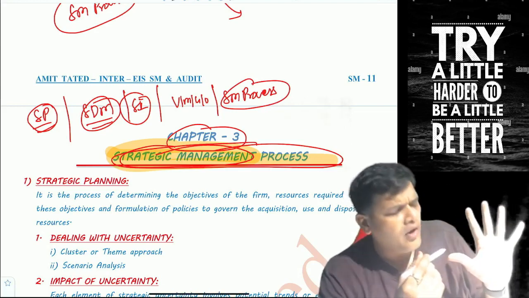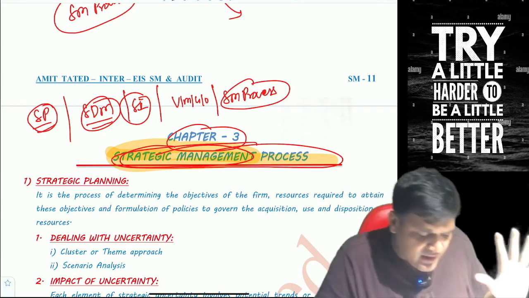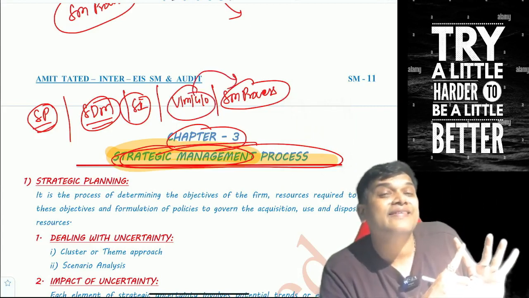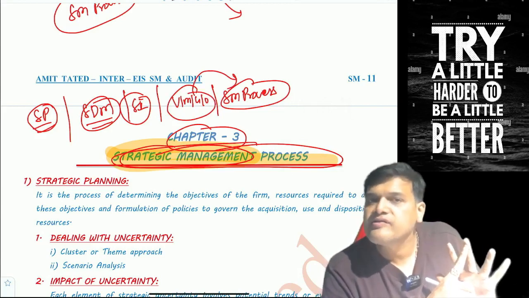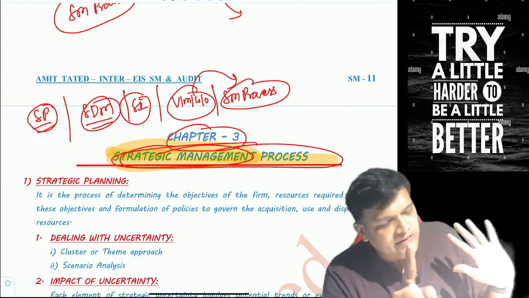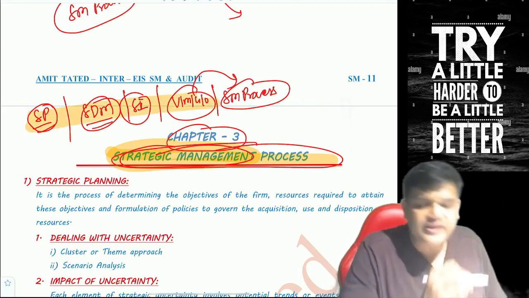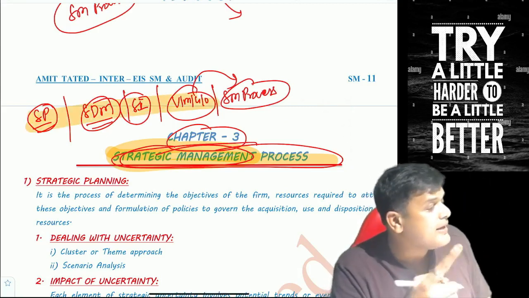5 stages are there. First is vision, mission, goals, and objectives, so you need to insert this answer here as the first point. Second is doing the analysis, internal and external analysis. Third, developing a strategy. Fourth is implementing strategy. Fifth is evaluating strategy. Now we are pending with these 4 questions. We need to complete them. Out of which the first is strategic planning.